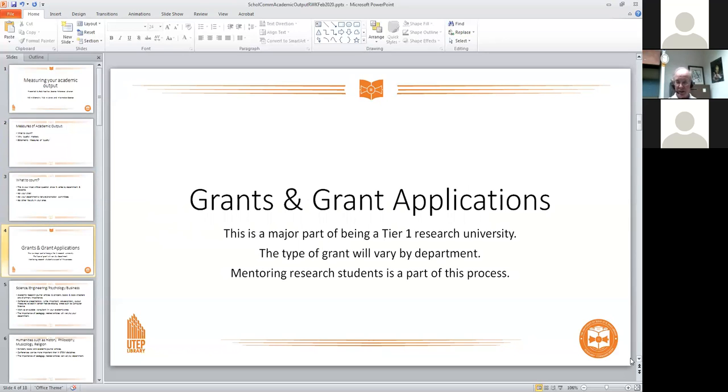Now, grants and grant applications, this is a major part of being a Tier 1 research university. The type of grant will vary by department. Some departments, it's big research grants from NSF, NIH. Other departments, it's a lot of local grants and smaller things. A lot of pedagogy grants. Part of the whole grant process also is mentoring research students, both graduate students and undergraduates. We have a growing undergraduate research collection that we're working on, and this has become an important part of the UTEP experience, is that even undergraduates can get experience doing research.